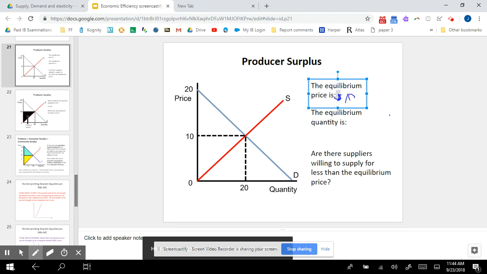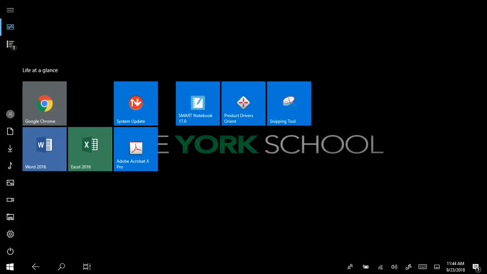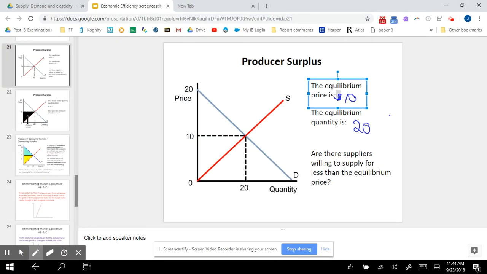It's $10. The equilibrium quantity is 20. And are there suppliers willing to supply for less than the equilibrium price? Well, yes, we can see that all along here, we have suppliers who are willing and able to supply for less than the equilibrium price, but lo and behold, they received the equilibrium price.